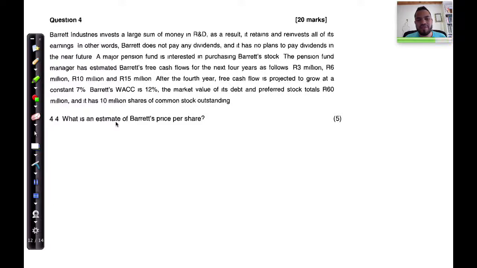What is an estimate of Barrett's price per share? What we're going to be looking at here is we simply need to calculate the value of the company's equity. And once we have the value of the company's equity, we divide that by the number of shares that are outstanding, right? 10 million shares of common stock outstanding.